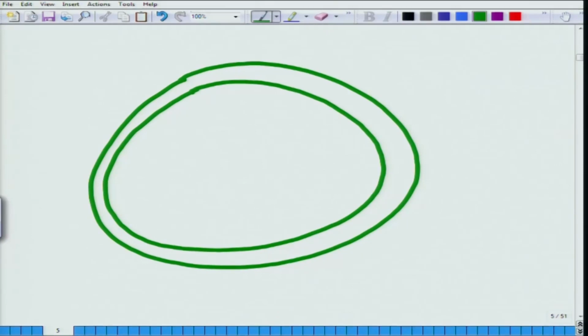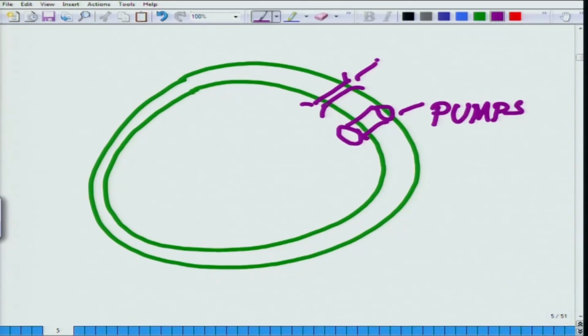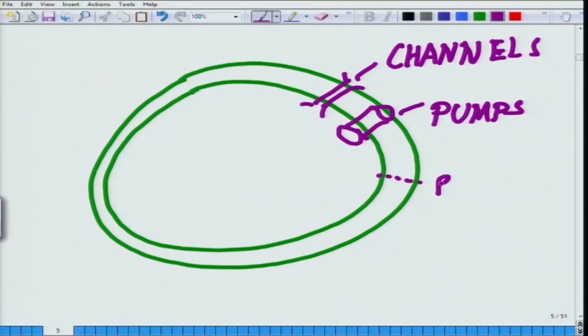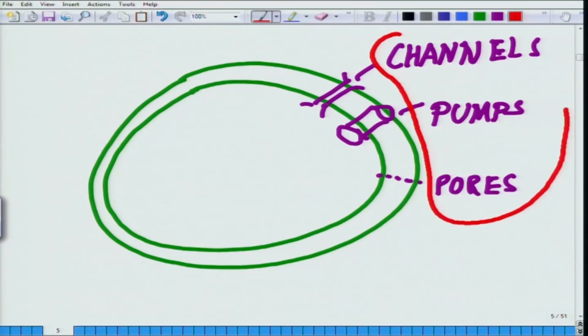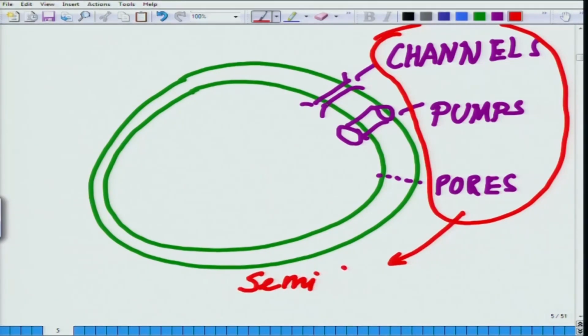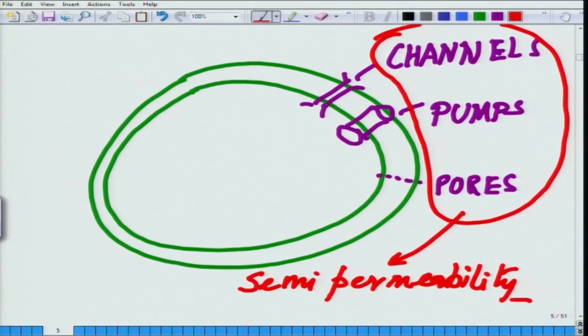There is a wide range of channels out here. There are channels which are like gates, and there are pumps which regulate. So, pumps, channels, and you have small pores. These three features and many other features decide the semi-permeability of the cell. Okay. So, this is another common feature among the cellular structure.